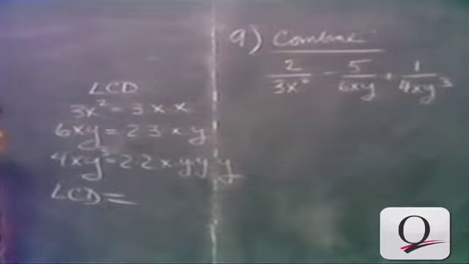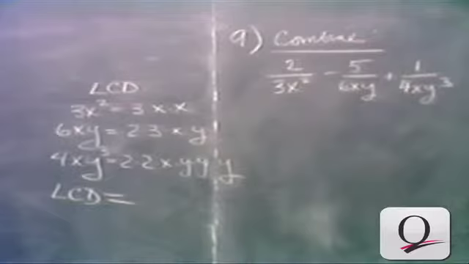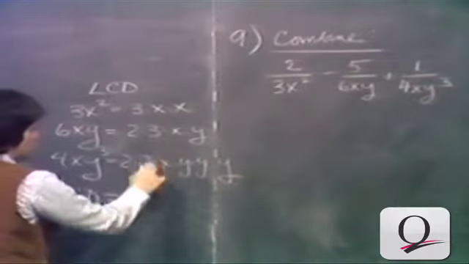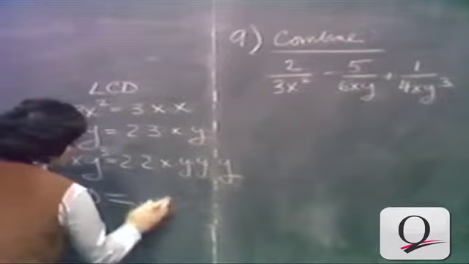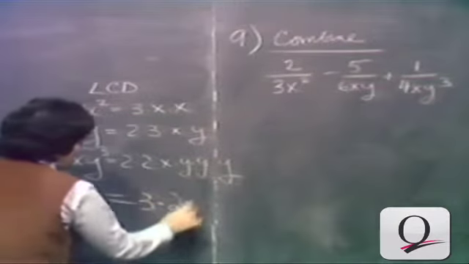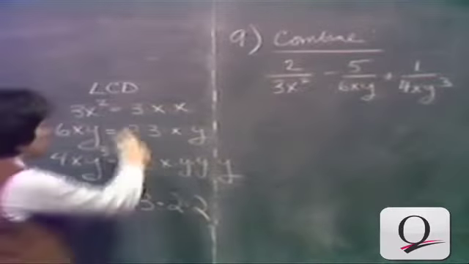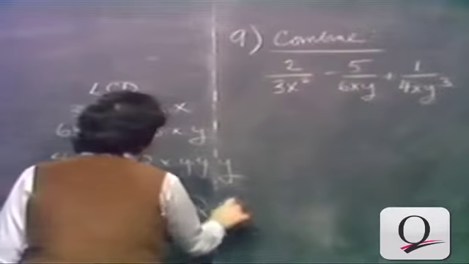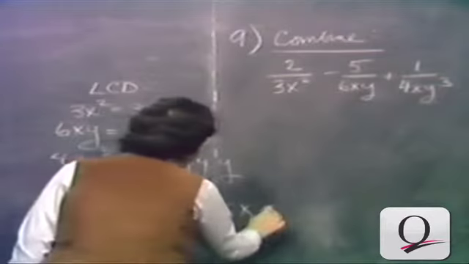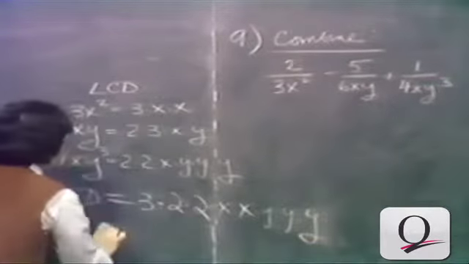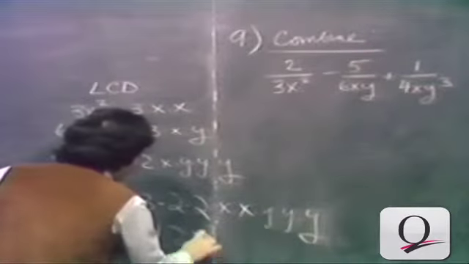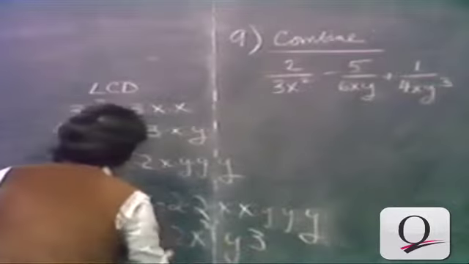The LCD: take each factor the greatest number of times it appears in any one denominator. So 3, once, no times, so we take it once. 2, no times, 1 time, 2 times, so we'll take it twice. X, twice, once, we'll take it twice. Y, no times, 1 time, 3 times, we'll take it 3 times. Giving us for our LCD 3 times 4, 12, x squared, y cubed.